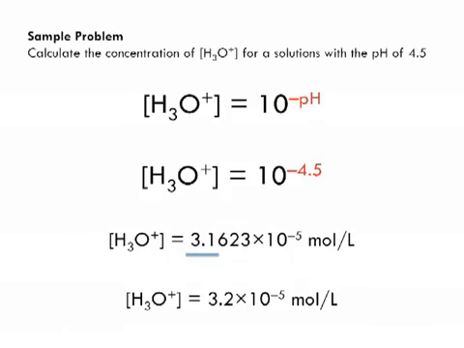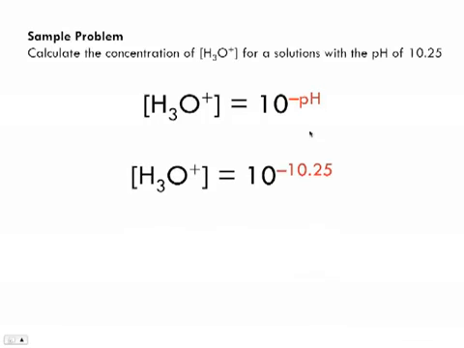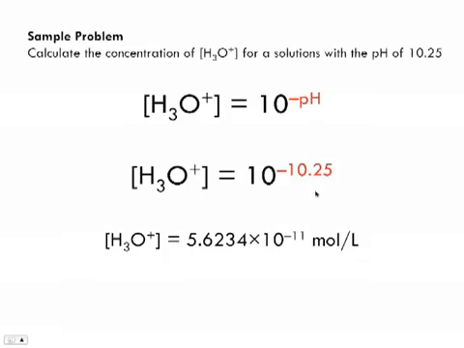Let's look at one final sample problem dealing with the same type of question. Calculate the concentration of the hydronium ion for a solution with a pH of 10.25. So same thing. To find the concentration of the hydronium ion, it's equal to 10 to the power of negative pH. So what is the pH? 10 to the power of negative 10.25, right? This negative 10.25 from this pH value. Throw that into your calculator, and we get the following concentration for the hydronium ion in moles per liter.